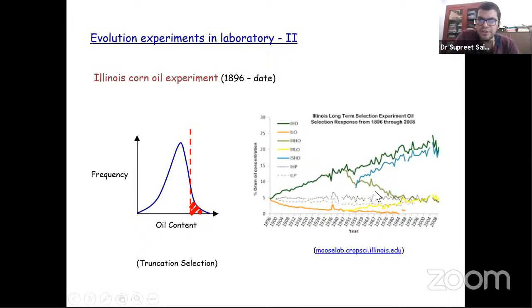And what we can see, forget about the rest of the lines, I only want you to focus on the dark green line. In 1896, the oil percentage was about 5%. Today, this line has gone up to somewhere between 20 and 25%. What is remarkable here is that this increase has happened not in a stepwise function, but the linear fit is a very nice fit for this process.